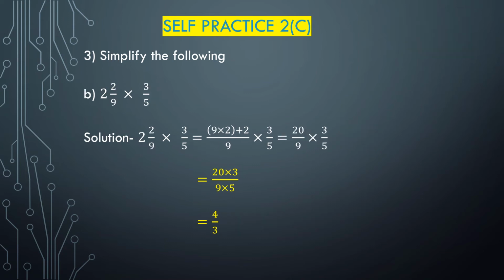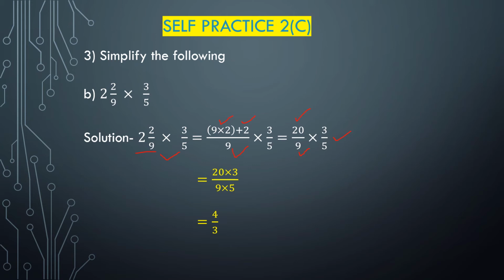Now we multiply second bit b. 2 2/9 multiplied with 3/5. First we convert this mixed fraction into an improper fraction. So multiply the denominator 9 with the whole number 2 plus the numerator 2, divided by the denominator 9. So 9 multiplied with 2 plus 2 is 18 plus 2 is 20. 20/9 multiplied with 3/5.